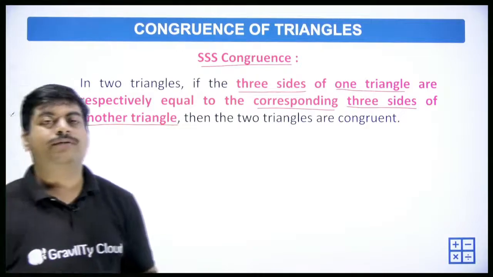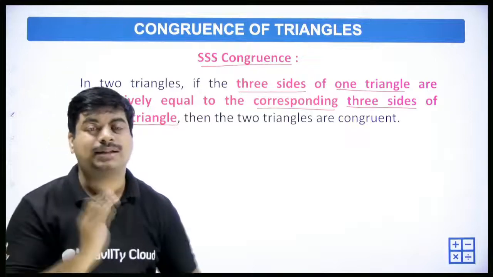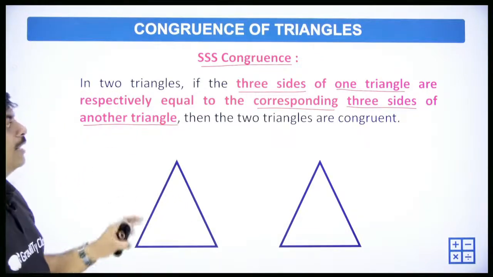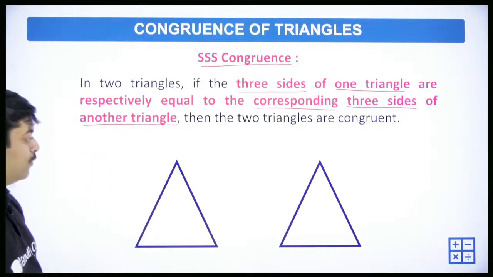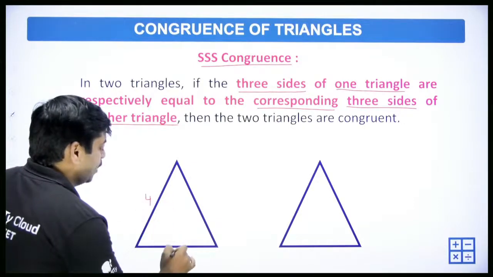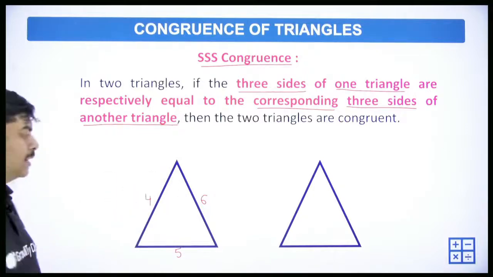This is the first congruence we're talking about: S, S, S, side, side, side, all three sides. In two triangles, if the three sides of one triangle are respectively equal to the corresponding three sides of another triangle, for example, if this is 4, 5, and let's say this is 6 centimeters. It may or may not be possible, but just in case.